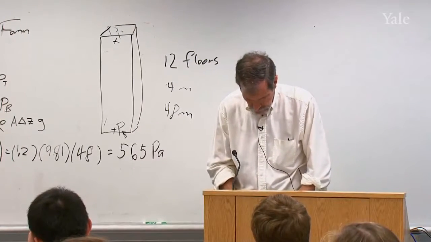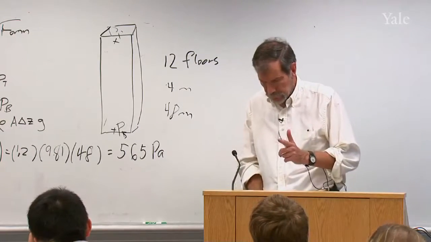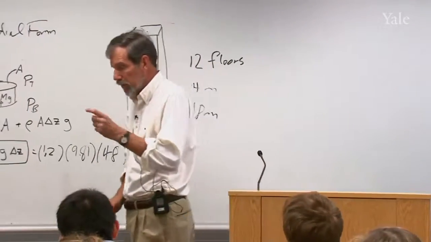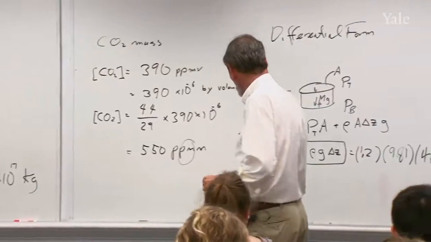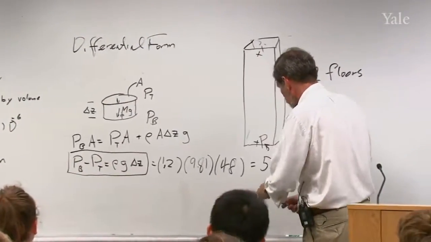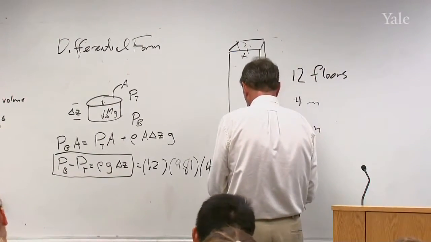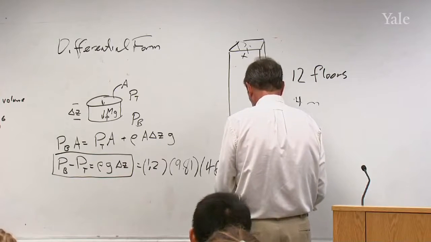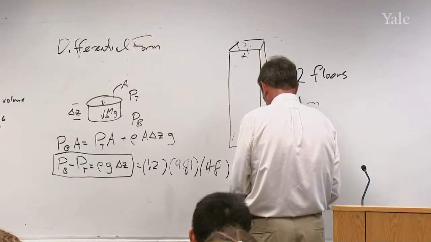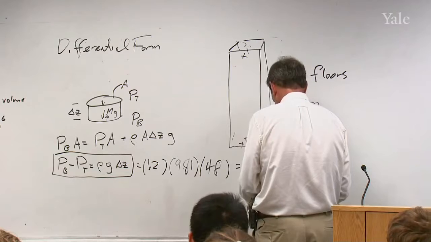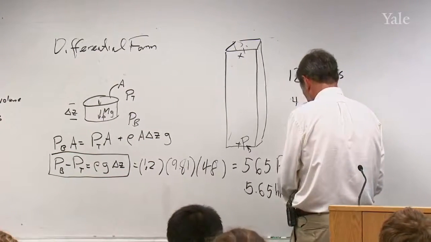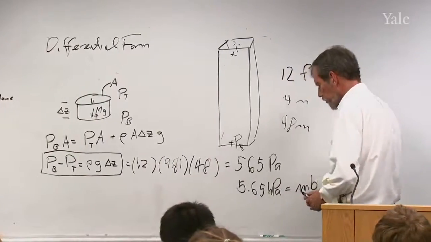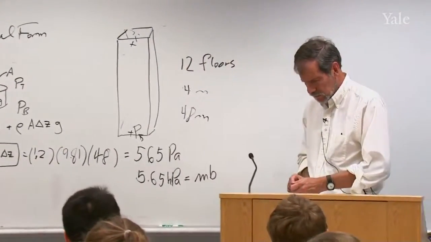Now, the instrument she's reading with the Kestrel reads out in hectopascals, which is 100 pascals. So we are predicting that she will find a pressure difference of 5.65 hectopascals, which is also millibars, by the way. And so we'll see when she comes back.